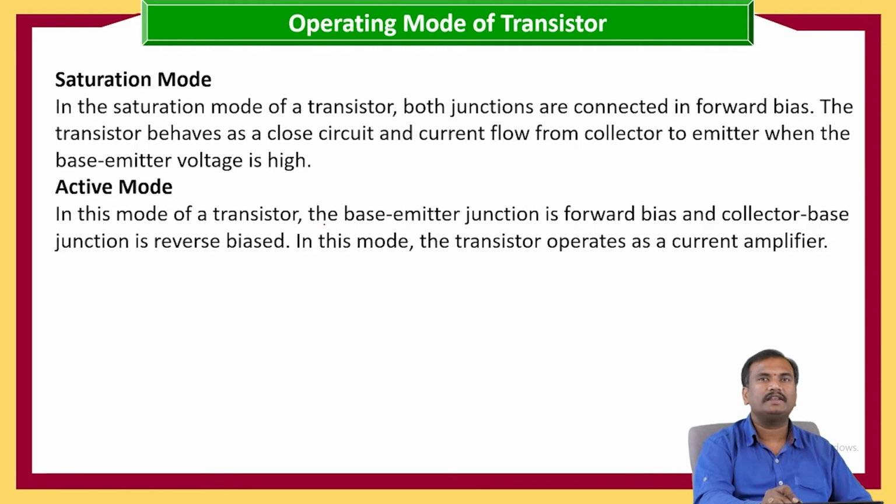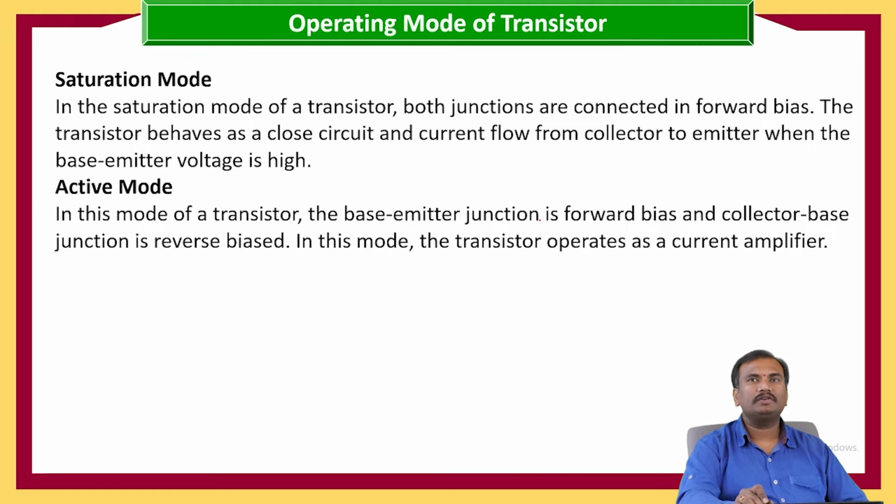In this mode of transistor, the base to emitter junction is forward biased and the collector base junction is reverse biased. In this mode, the transistor operates as a current amplifier.